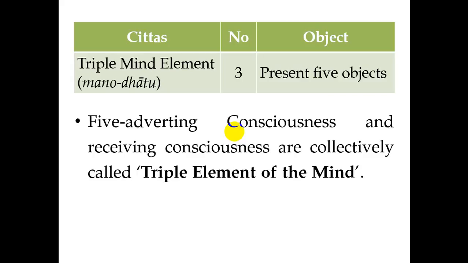Then you can see the page number. I forgot to tell the page number. Page 141. Look at the chart. The first one: eye, ear, nose, tongue, and body consciousness take only present visible form, sound, smell, taste, and tangible. We are talking about the second one, mind element. The three types of mind element take the present five objects, right?